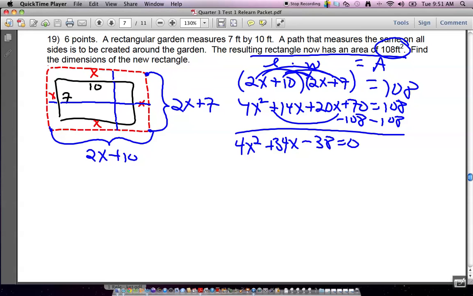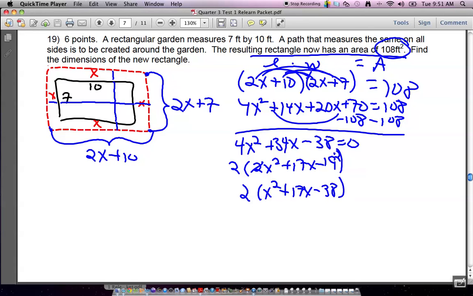Right? 34x, 38. Good. Now I'm going to factor out a 2 that they share in common. And that gives me 2x squared plus 17x minus 19. But I can't factor, I got this 2 in front, so I'm going to go to plan B, and that gives me 2x squared plus 17x minus 38. And then I have to divide the 2 back. Let's see. Oh, this is factorable. I was a step ahead of myself there. This is x plus 19, x minus 2.